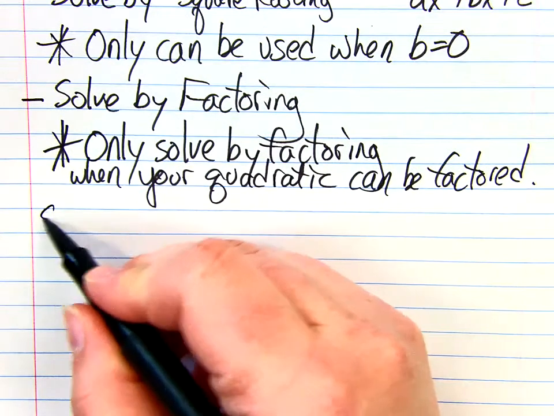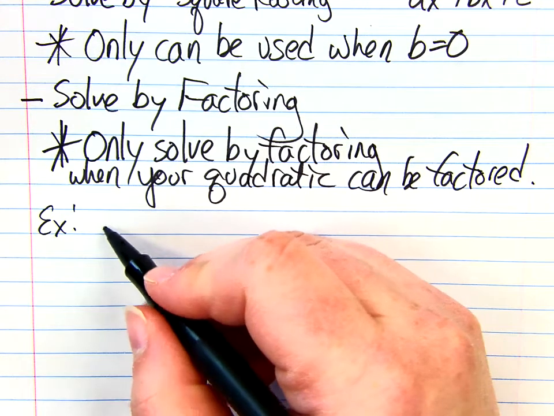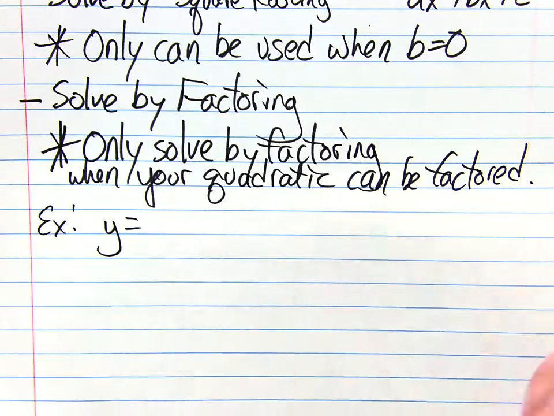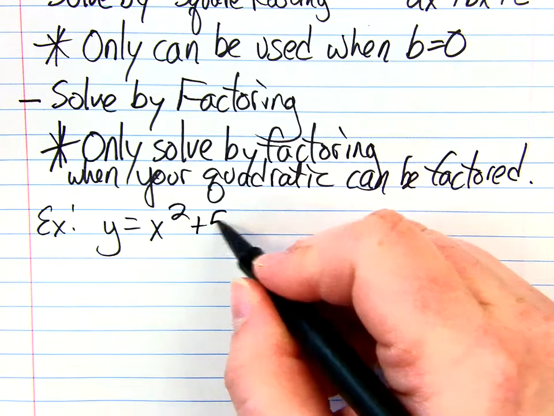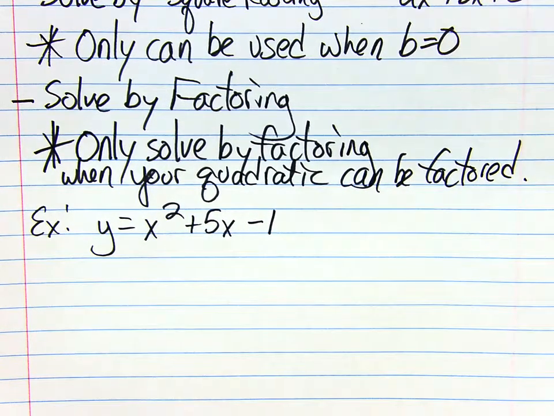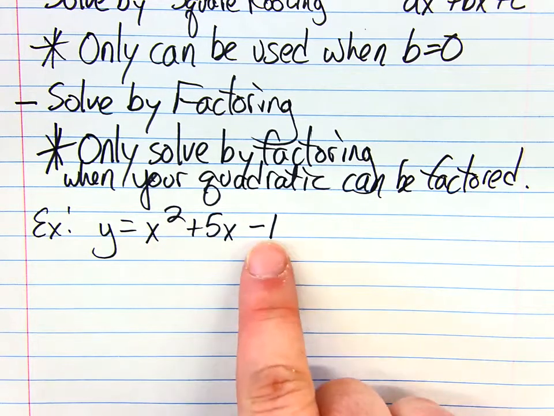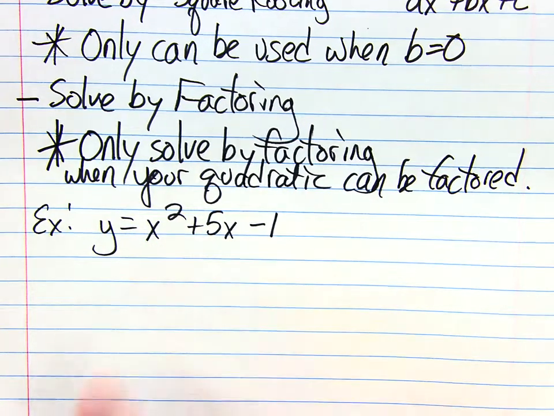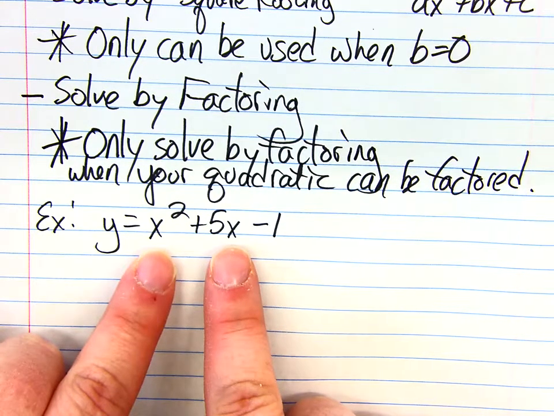So for example, if I gave you this quadratic and said go ahead and solve this one, y equals, oh I don't know, how about x squared plus 5x minus 1, okay? If you tried to factor this one, a is 1, so that's good. I just need factors of -1 that add to positive 5. Do they exist? No. So this cannot be solved by factoring.